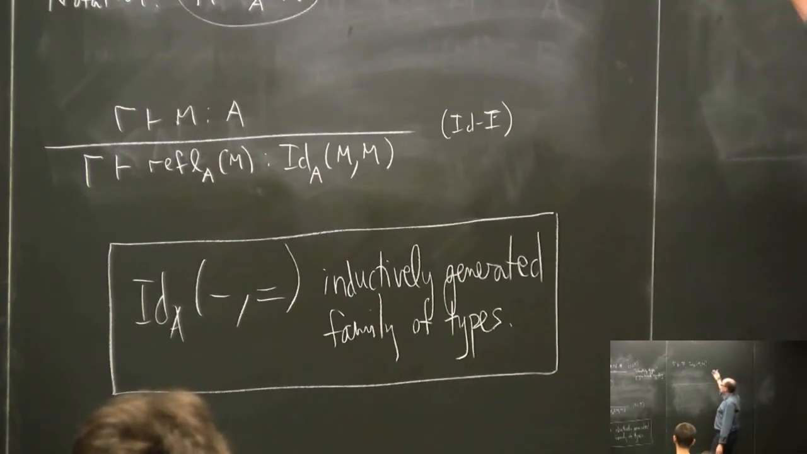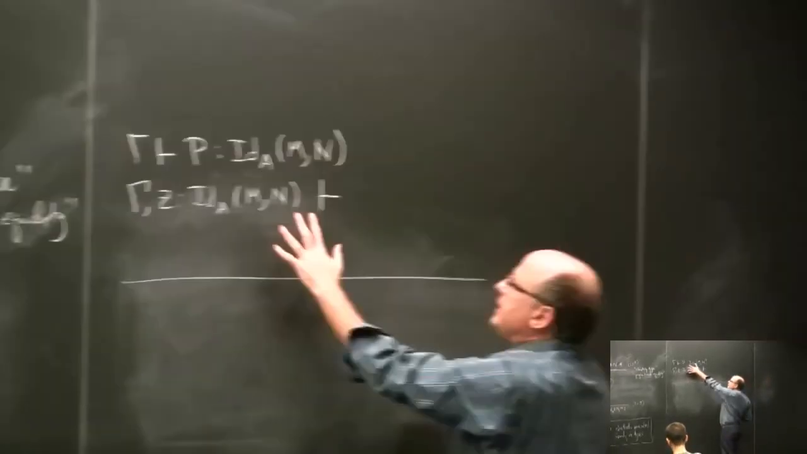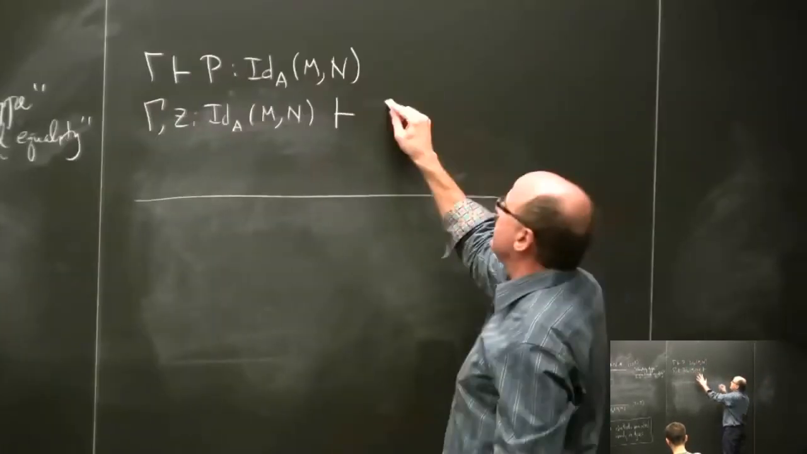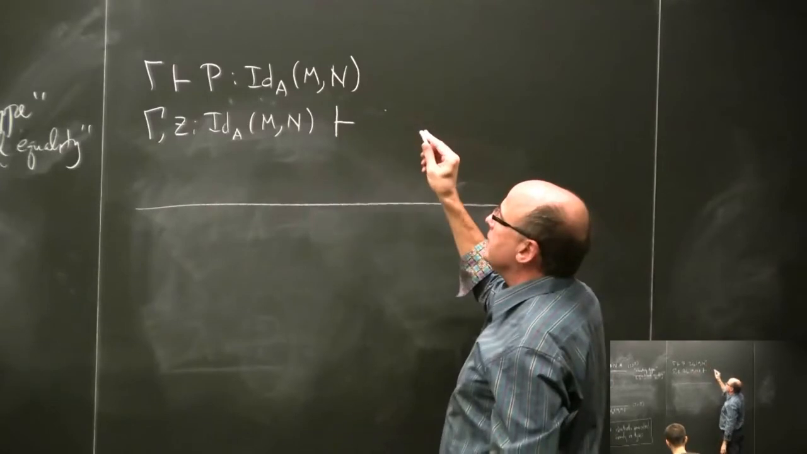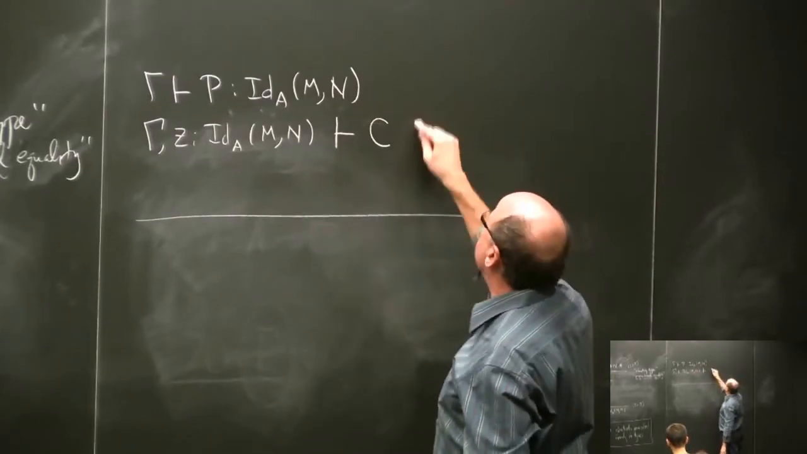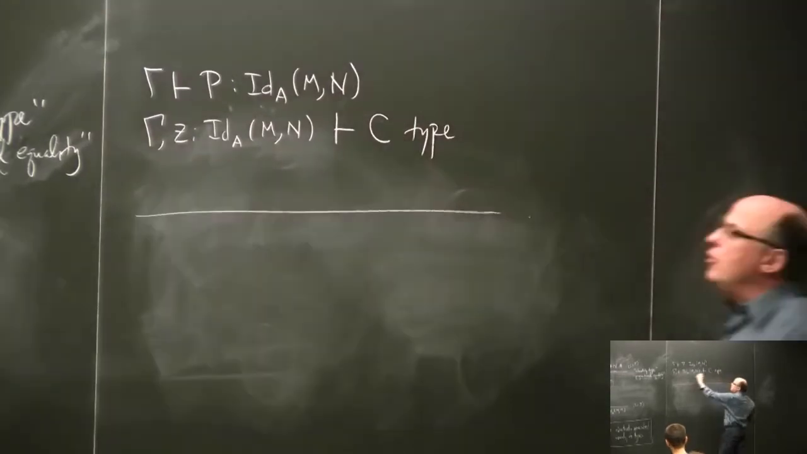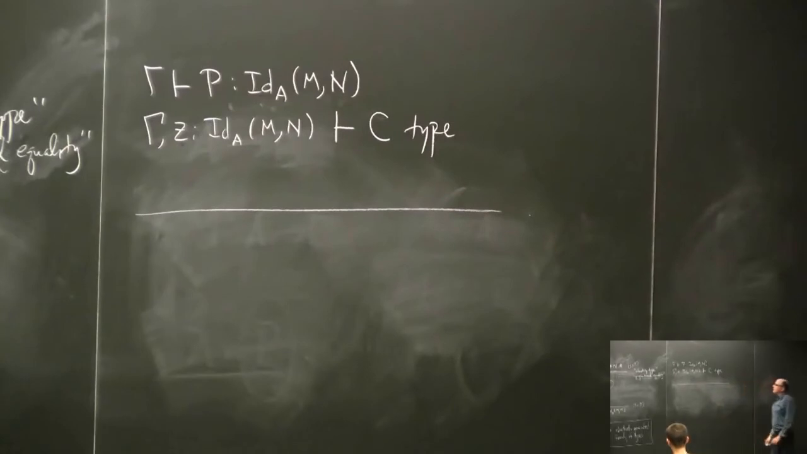So if I'm doing a mapping out property, what it means is I have a family of types. Now you'll see the discussion about positives and so on will help us a lot here. So I want to map out of this identity type, so I need a family of types, C, which is written like that, indexed by Z ranging over the identity type.